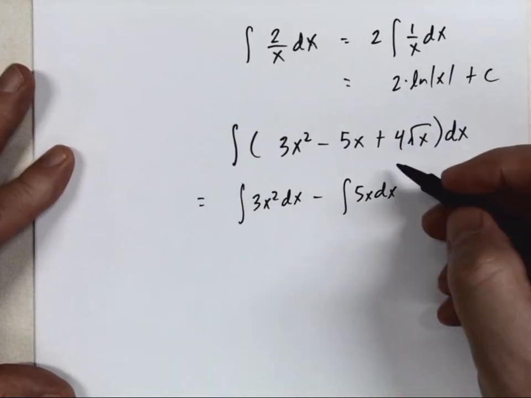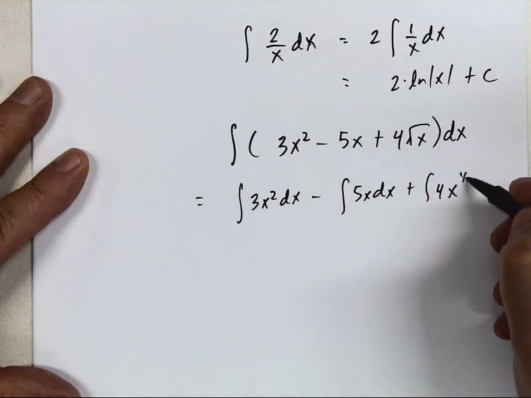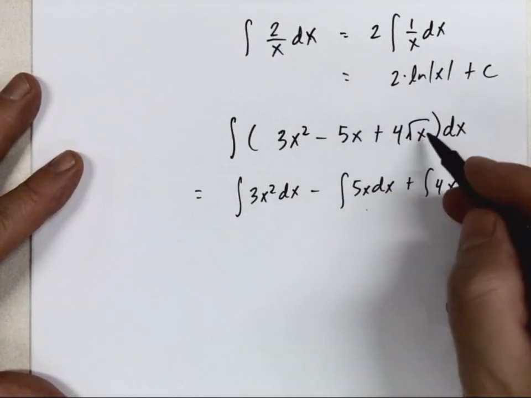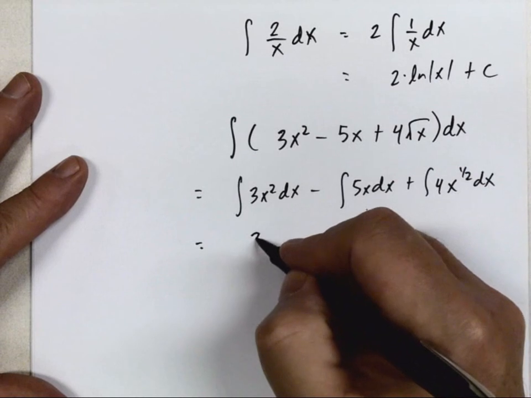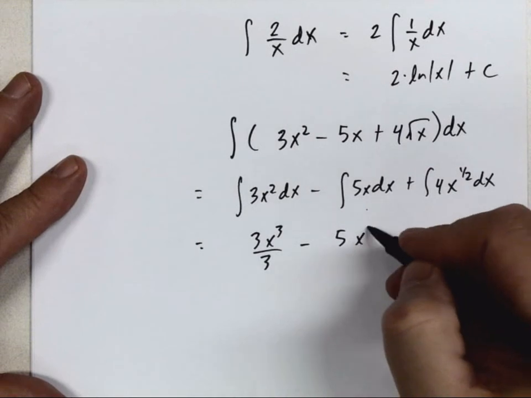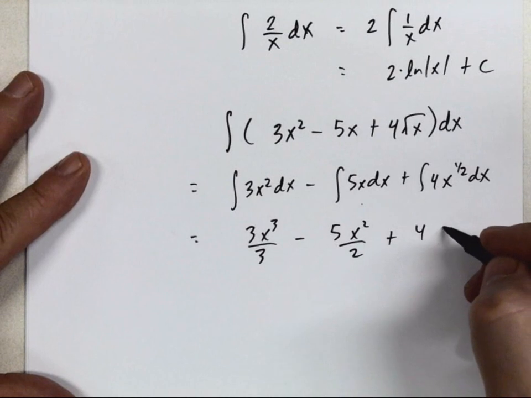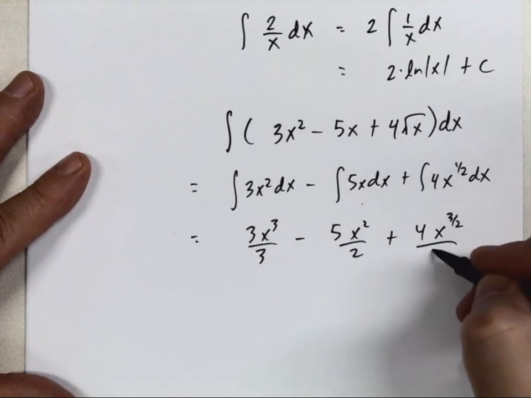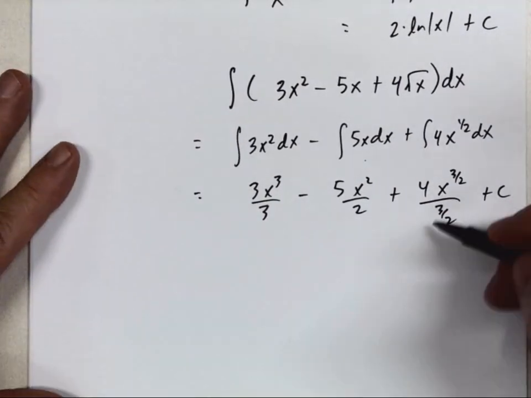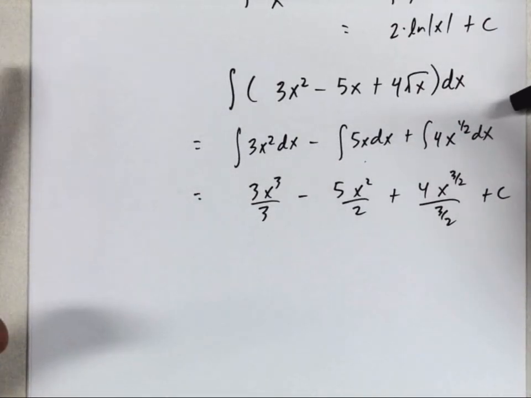In effect, you can make each one of these a separate integral. I'm going to change this to, so in effect, you just take the integral of these one at a time. This would be x squared over 2. This would be x to the 3 halves over 3 halves, and then plus c. And I'm not even going to go any further because that's what I wanted to show you. So that is very basic integration.